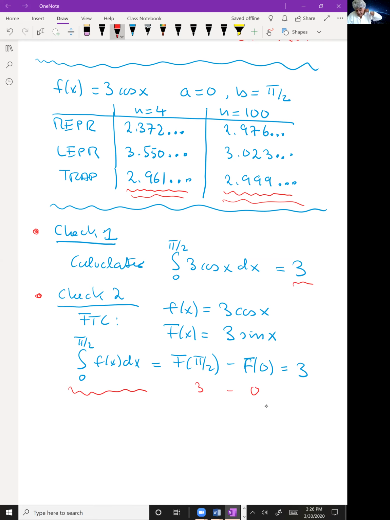Anyway, this is a comprehensive solution of problem 1 out of section 5.1.